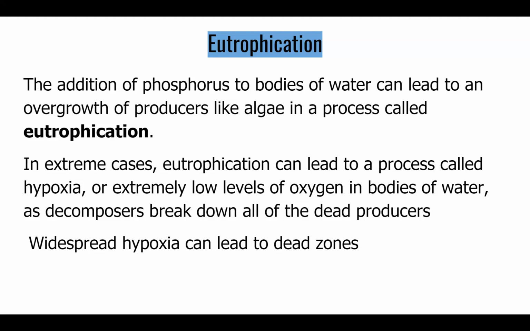Eutrophication. The addition of phosphorus, so adding phosphorus to a body of water, can lead to a process called eutrophication. In eutrophication, we have an overgrowth of marine producers. So algae and phytoplankton, all the little photosynthetic bugs. If there's a lot of phosphorus in the water, a lot of these can grow. Like a lot of these can grow. So we've got a bunch of this overgrowth, and we call that eutrophication.